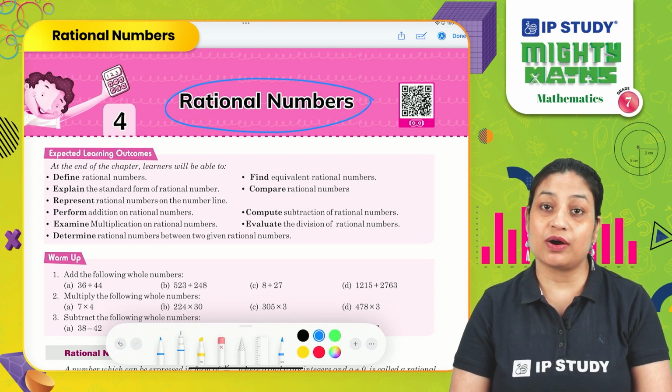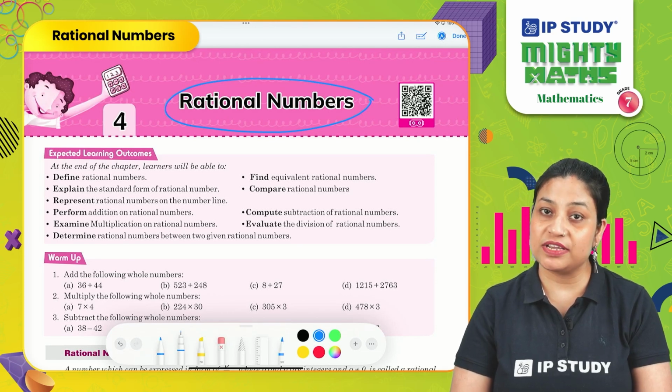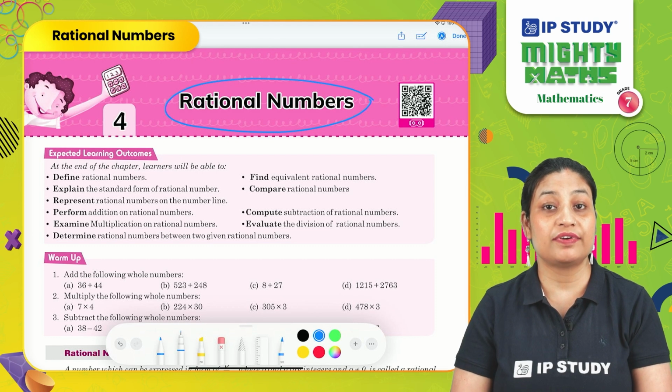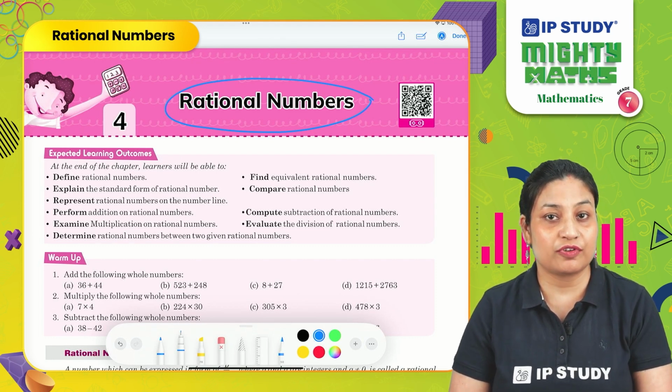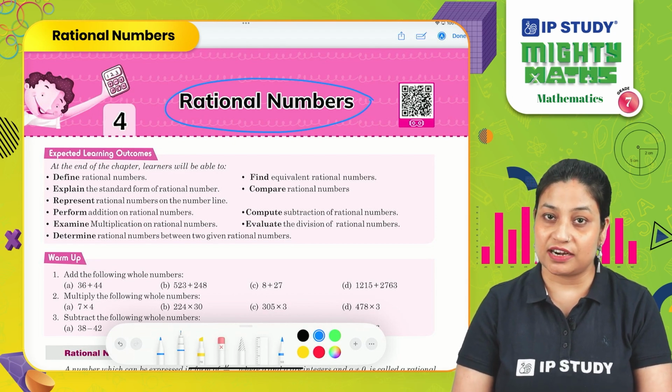Next, we will check how to find the equivalence of a rational number. Thereafter, we will be comparing rational numbers. Then, we will be performing some operations on rational numbers. And towards the end of the chapter, we are going to find a rational number between two given rational numbers. So, there are a lot of topics that we are going to cover in this lecture. So, without wasting our time, let's start.